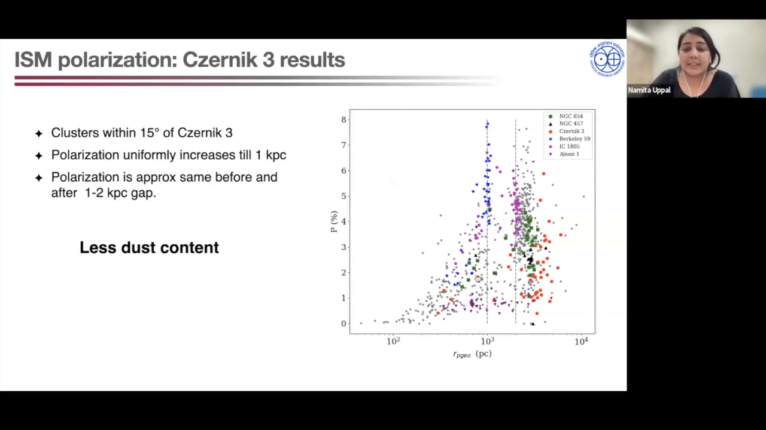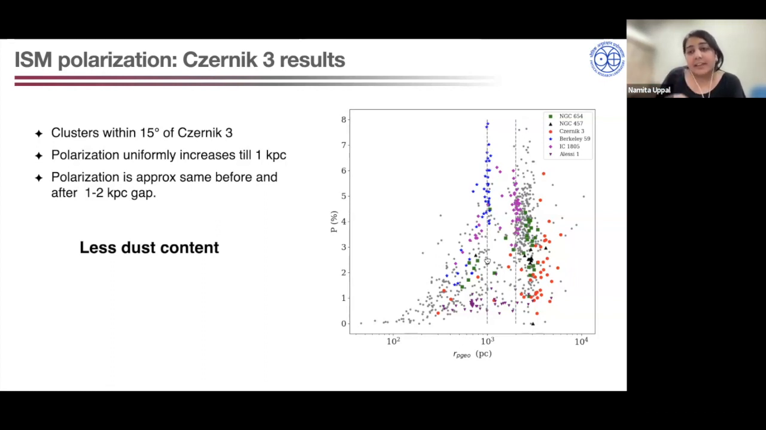So for that, these different colored symbols represent the stars towards different clusters. And here we can see that there is an increase in the polarization till 1 kiloparsec. There is a uniform increase. This was expected because the dust is distributed uniformly in the solar neighborhood. So up to 1 kiloparsec, we are seeing a systematic increase. But at 1 kiloparsec, there is an abrupt rise in the polarization, which explains there should be a dust cloud just below 1 kiloparsec, which is polarizing the background stars.